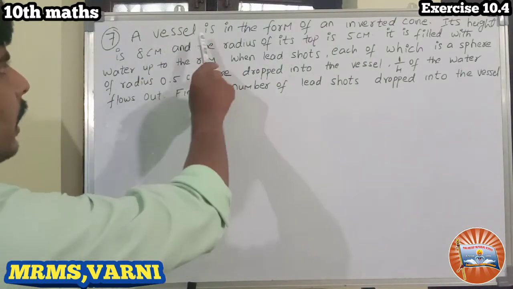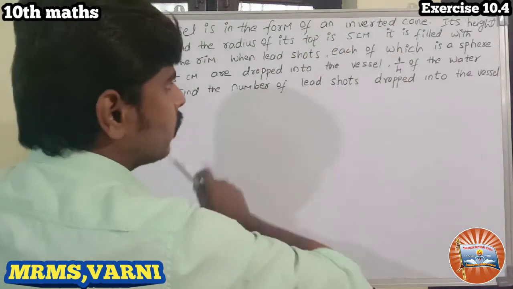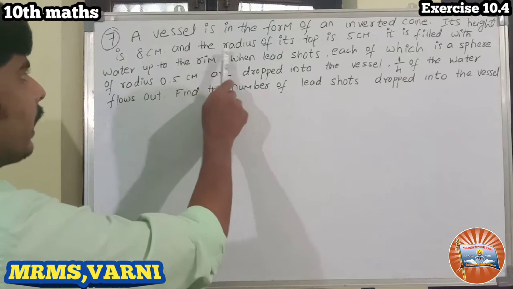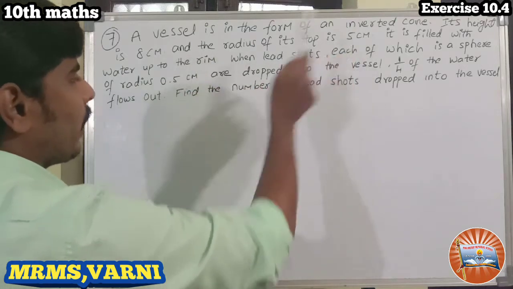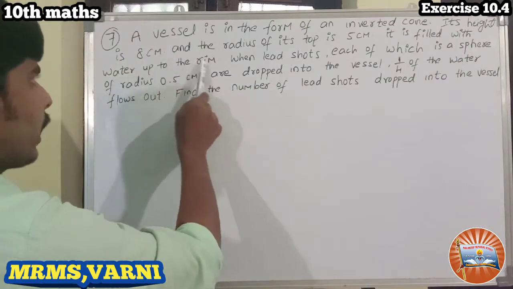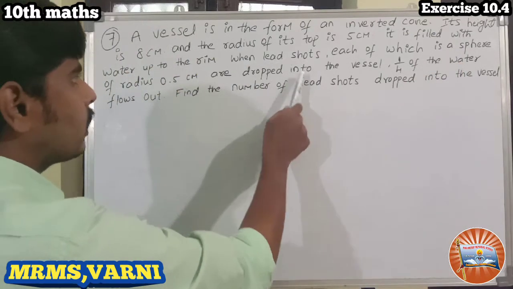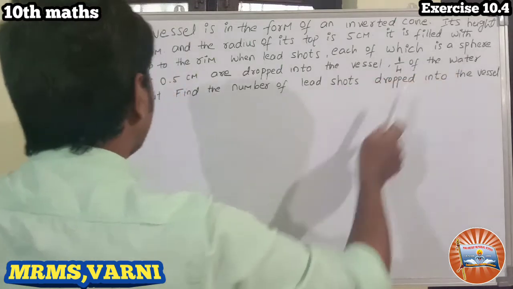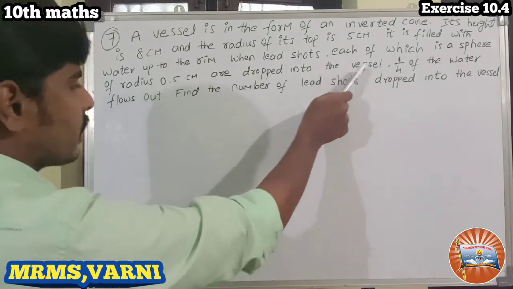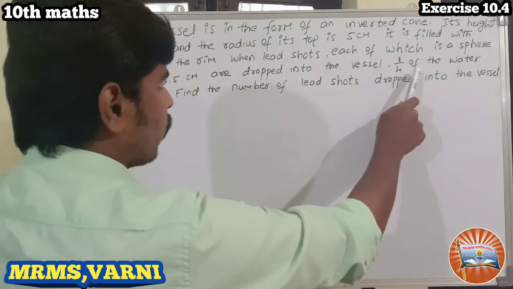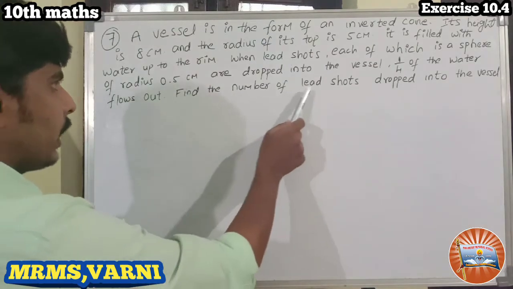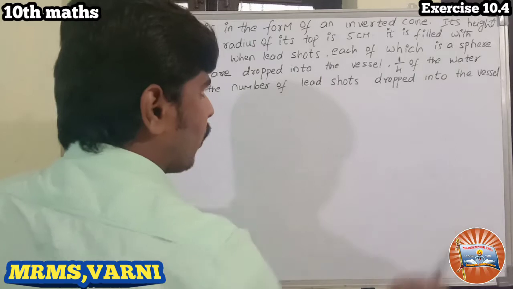A vessel is in the form of an inverted cone. Its height is 8 centimeter and the radius of its top is 5 centimeter. It is filled with water up to the rim. When lead shots, each of which is a sphere of radius 0.5 centimeter, are dropped into the vessel, 1 by 4 of the water flows out. Find the number of lead shots dropped into the vessel.